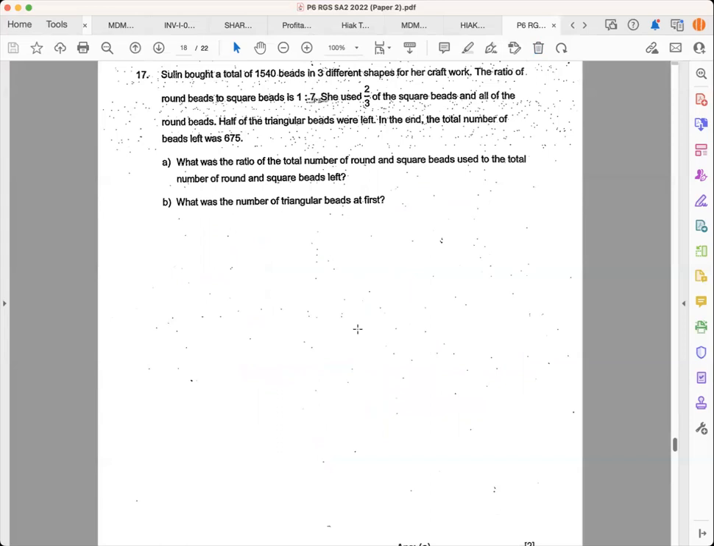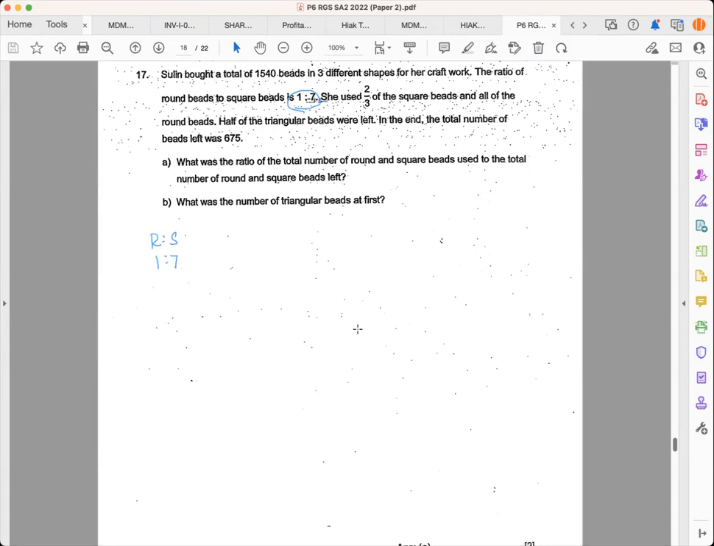For her craft work, the ratio of round beads to square beads is 1:7. She used 2/3 of the square beads and all of the round beads. Half of the triangular beads were left. In the end, the total number of beads left was 675. First statement, the ratio of the round to square is 1:7. Round to square is 1:7.